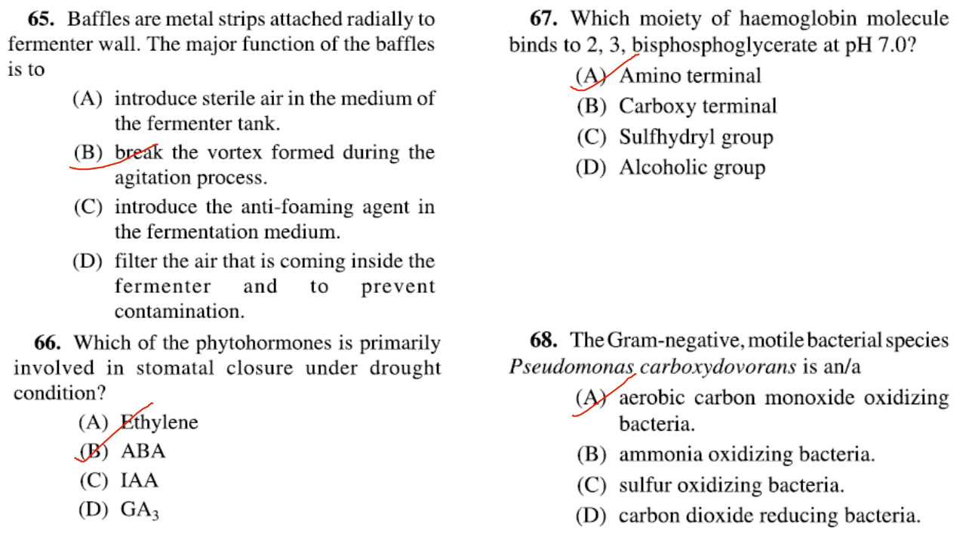Which phytohormone is primarily involved in stomatal closure under drought conditions? Under drought condition it is ABA. Answer is option B. Which moiety of the hemoglobin molecule binds to 2,3-bisphosphoglycerate at pH 7? It is the amino terminal. Answer is option A.